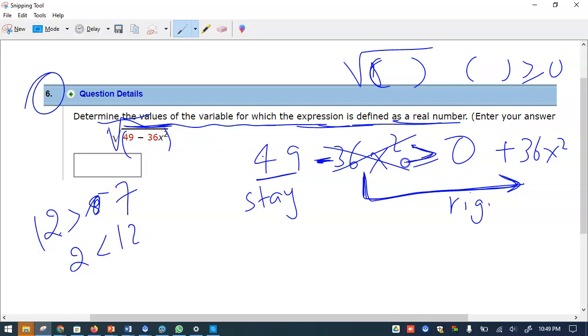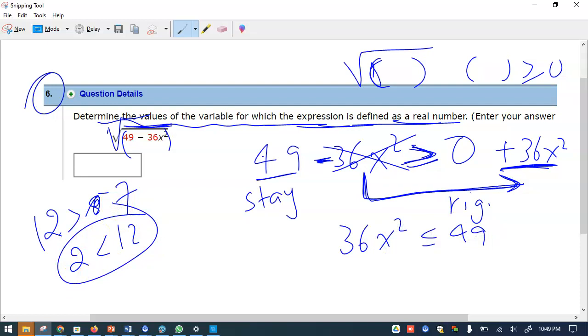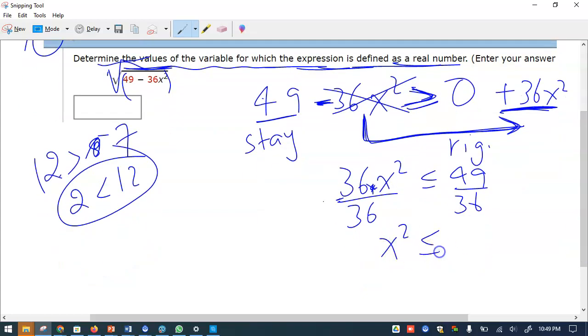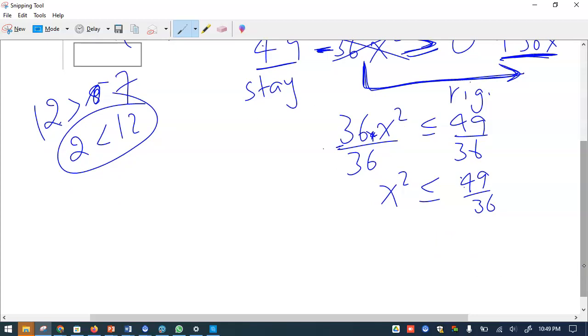So this greater than sign, I can always write 36x squared is less than 49 because of this, right? Then you divide by 36, or you can just divide like how you've been doing. So you get x squared less than or equal to 49 over 36. The good news is that 49 and 36 are both perfect squares, and you know the square root of 49 is 7, and the square root of 36 is 6.